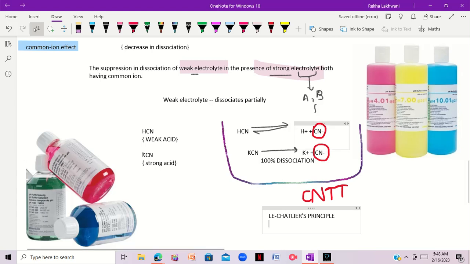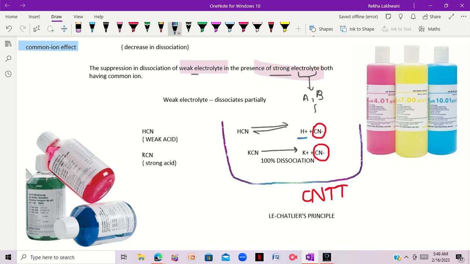Now what is Le Chatelier's principle? According to Le Chatelier's principle, when there is an increase on the product side, this product will combine with another product, which over here is the hydrogen ions, right? This cyanide will combine with hydrogen ion and they will form hydrogen cyanide. So as you see, already there was a weak dissociation, now there is a suppression, now hydrogen cyanide is forming, right?